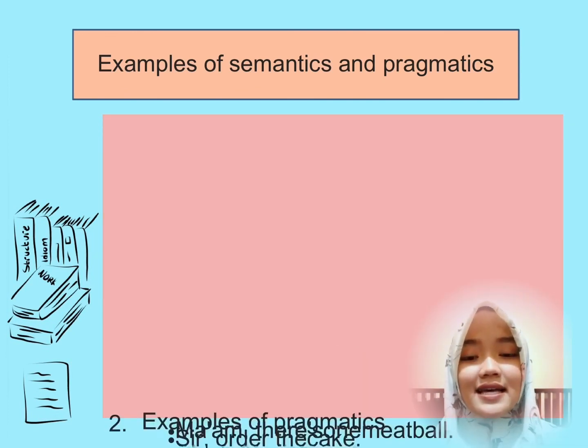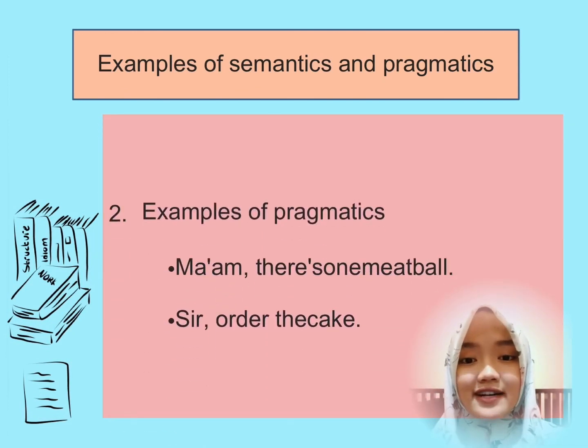Next, example of pragmatics. First, "Ma'am, there's one meatball." Pragmatically, the sentence above means, "Ma'am, I order one plate of meatballs." However, the sentence can also be shortened without reducing the meaning in it. Second, "Sir, order the cake." Pragmatically, the sentence above means, "Sir, I ordered a cake." However, it can also be shortened without compromising its meaning.